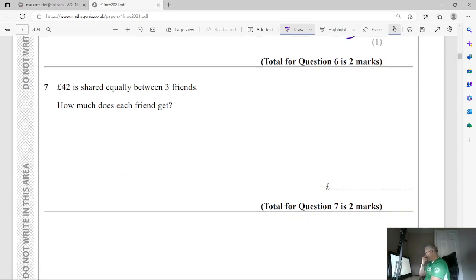Question 7. £42 is shared equally between 3 friends. How much does each friend get? So we're thinking about this. Straightforward, I've only got 2 pieces of information. If I'm going to split them equally, I could just split that down really, really quickly by saying 42 divided by 3, put it into 3 equal parts.